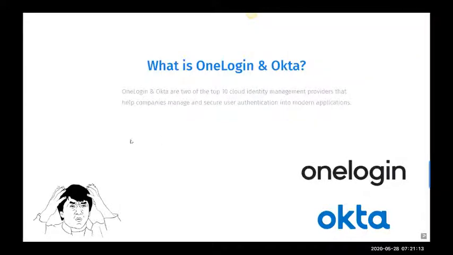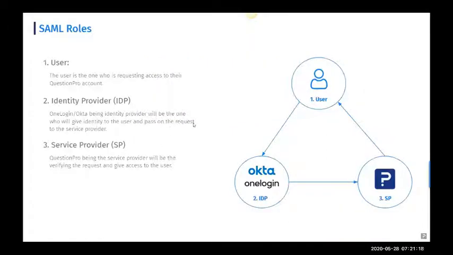When it comes to SAML roles in our IDP-initiated SSO, let's see where OneLogin and Okta stand. Under SAML authentication, we have three roles. First is the user who wants to access their QuestionPro account. Then comes Okta or OneLogin, the identity provider, which acts as a middleman and authenticates the user, after which QuestionPro, being the service provider, will allow the user to access their QuestionPro account. We also have some customers using this flow to connect QuestionPro accounts to their Okta platform, and a few of the names are Epic Games, JLL, Arcelik, etc.